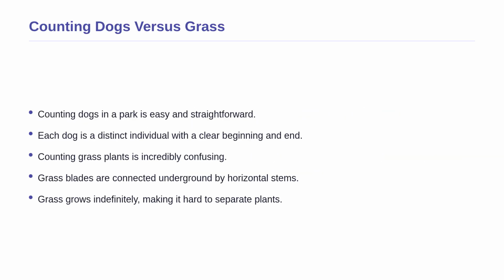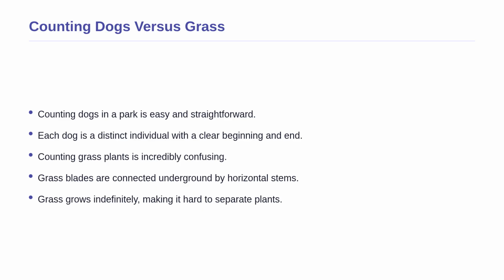To begin our journey, imagine you are trying to count the number of dogs in a park versus the number of grass plants in a lawn. Counting the dogs is incredibly easy. Why? Because each dog is a distinct, separate individual with a clear beginning and end. A dog grows to a specific size and then completely stops growing in its physical form.